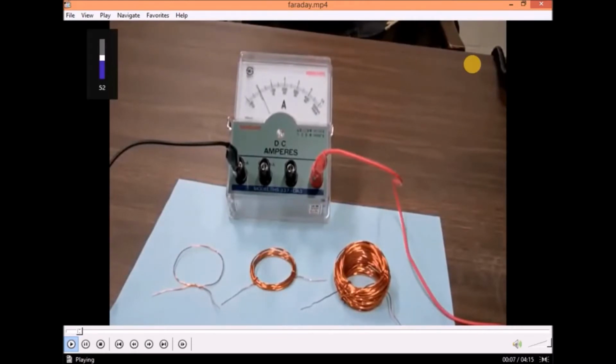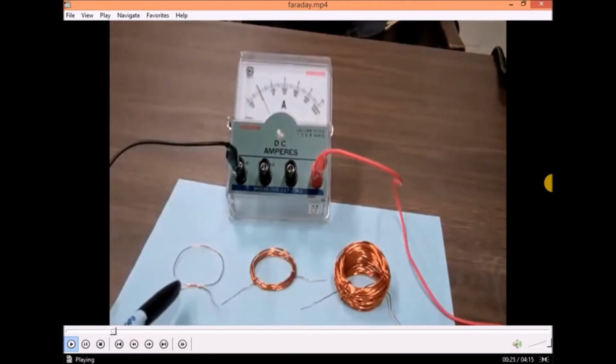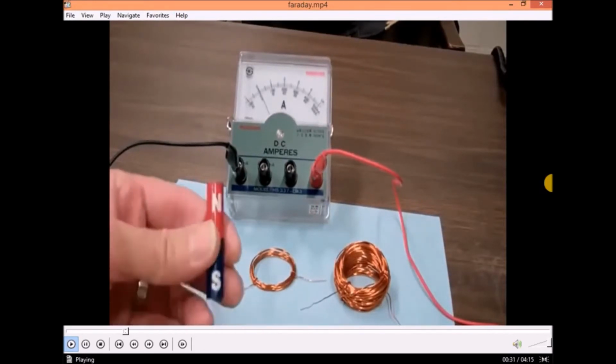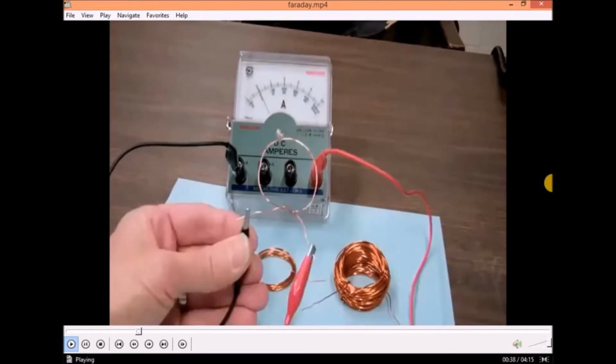In 1831, Michael Faraday in London and Joseph Henry in New York independently discovered electromagnetic induction. I am going to demonstrate electromagnetic induction with an experiment similar to the one that Michael Faraday performed. I have an ammeter here, and I have 3 coils. I have a coil with 1 loop, 10 loops, and 100 loops. I also have a bar magnet, and I will start by connecting the single loop coil to the ammeter.